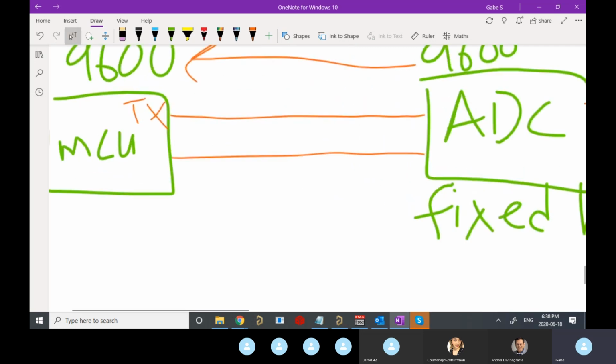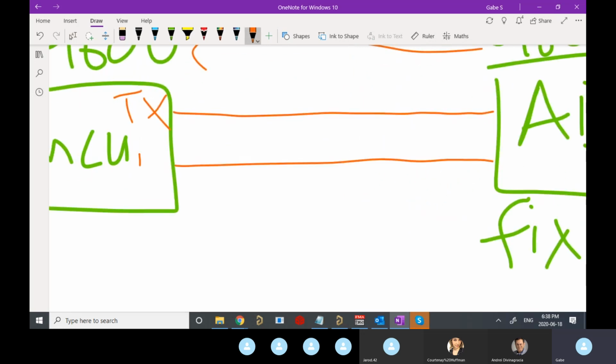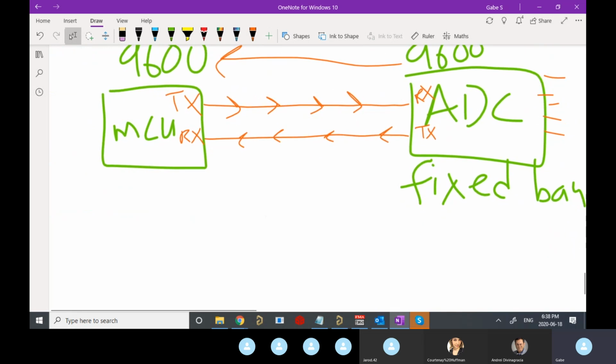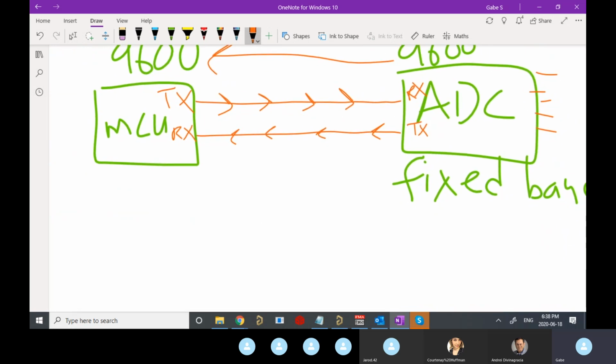So two lines, right? TX, RX, and those cross, right? TX on the microcontroller would have to go to RX of the ADC, and TX of the ADC would have to go to RX of the microcontroller, right? So people also call this a full duplex system.